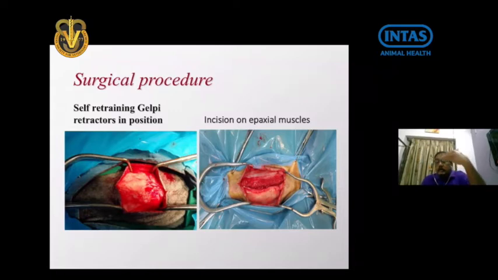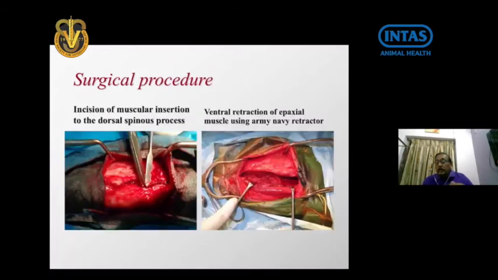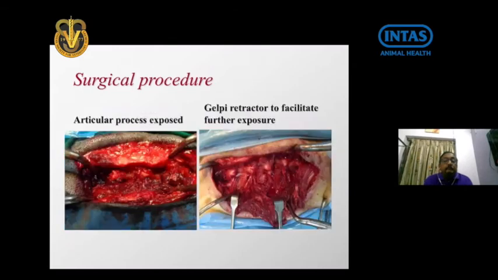Then as you see the dorsal spinous process, you make an incision in between the dorsal spinous processes and start using a Freer elevator and start pushing your muscles down. Okay. From your dorsal spinous process, you just cut the muscle tip. You can do this very quickly to expose your spine. You ventrally retract the muscles using the Army Navy retractors. Okay. Then you come to your articular process.